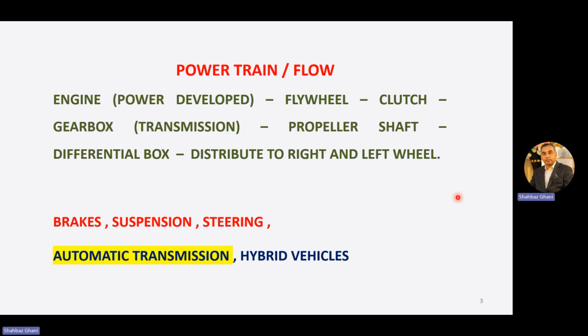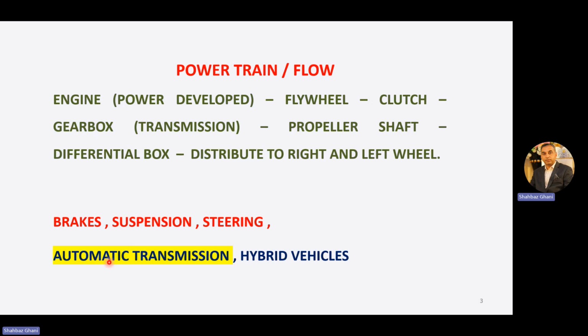First, the basic slide of our course, the powertrain or power flow of a conventional rear-wheel drive vehicle. We have an engine where the power is developed. Then it goes to the flywheel. Then from the flywheel, it goes to the clutch, gearbox, the transmission, the propeller shaft, and the differential box, distributed to the right and the left wheel. Then we have studied brake, suspension, and steering topics.